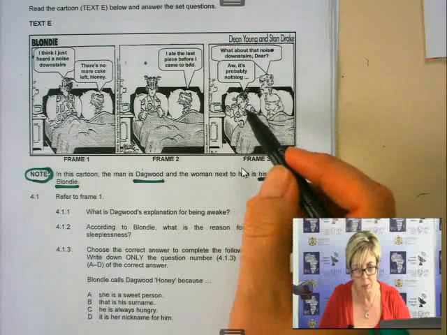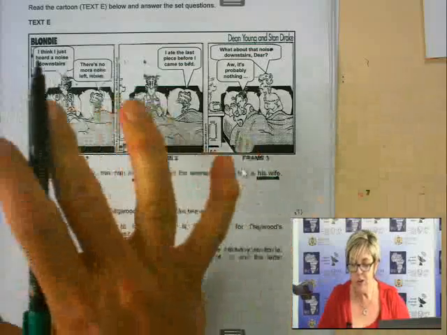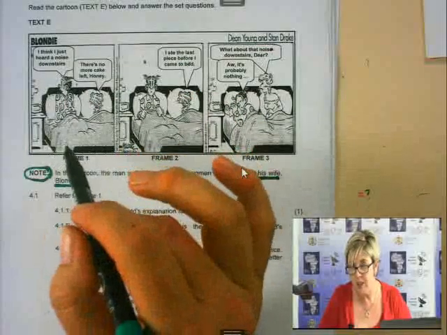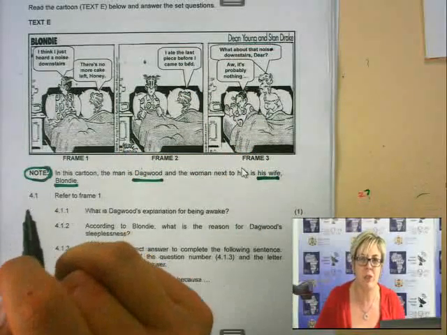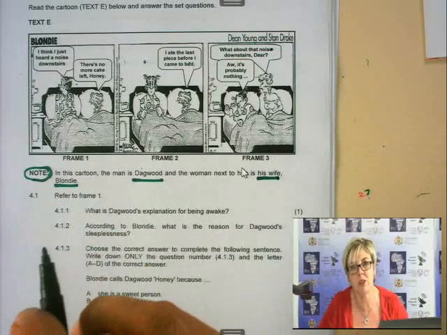Oh, it's probably nothing. Okay, now, so obviously there's a noise downstairs. What would be the normal reaction if you are in bed and there's a noise downstairs?